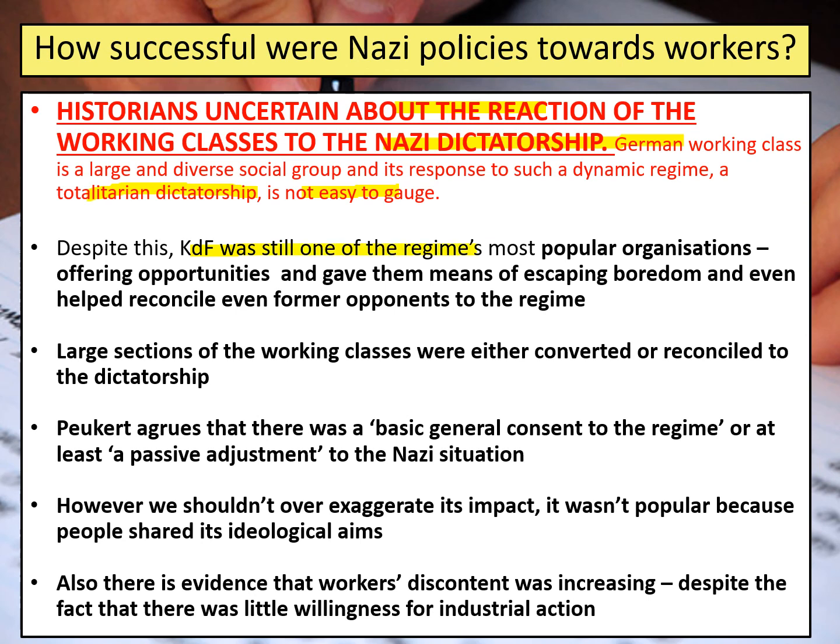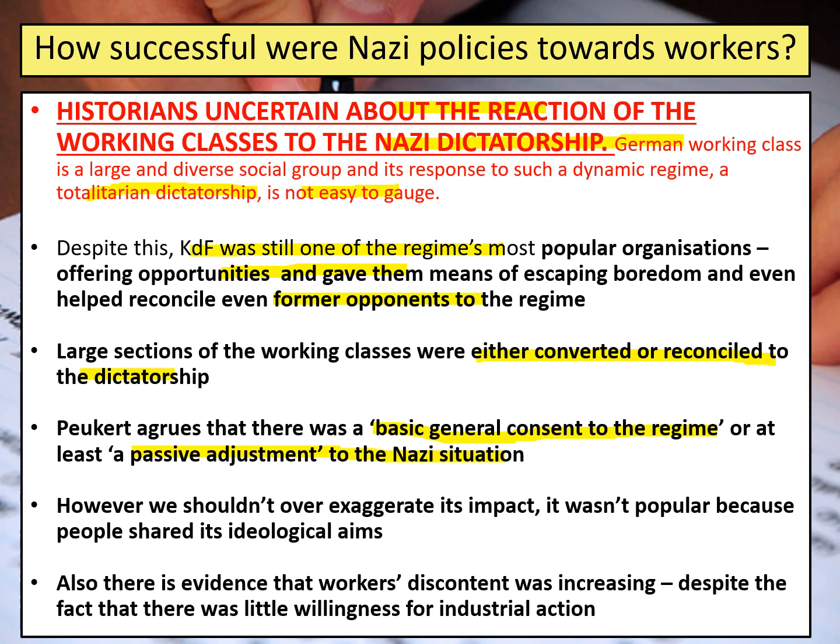Nevertheless, even though it's difficult to find out exactly how the workers felt, we do know that organisations like the KDF were generally pretty popular. That's because they offered opportunities to the workers and gave them a means of escaping boredom, and even helped reconcile some former opponents to the regime. Generally, historians think that large sections of the working classes were either converted or reconciled to the dictatorship. For example, Mason talks about there being at least a basic general consent to the regime, or at least a passive adjustment to the Nazi situation and the fact that they couldn't change it.